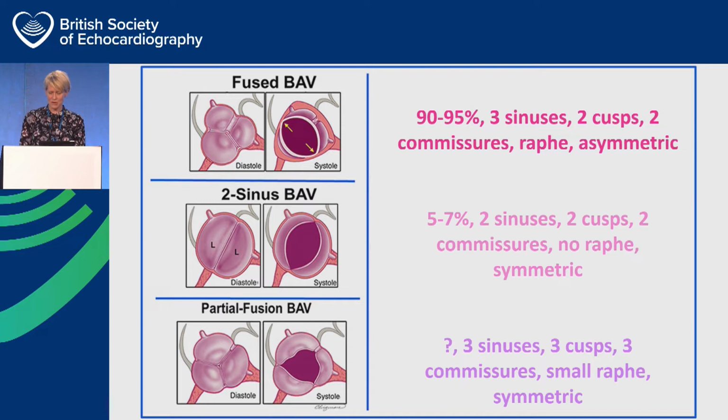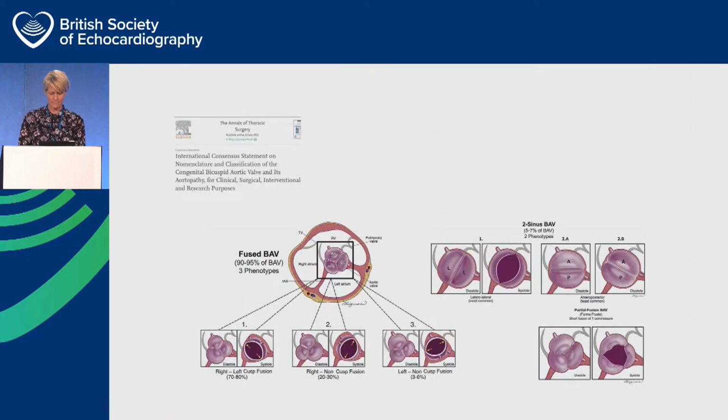2 commissures, there's a raphe, and it's an asymmetric valve typically. Then you have the 2 sinuses, which is nice and symmetric, 2 sinuses, 2 cusps, 2 commissures. It's rare, more rare. And then we don't really know how common this other one is, mainly because people haven't really been calling it a bicuspid aortic valve. But it's very symmetric, 3 cusps, 3 sinuses, 3 commissures, and a little raphe.